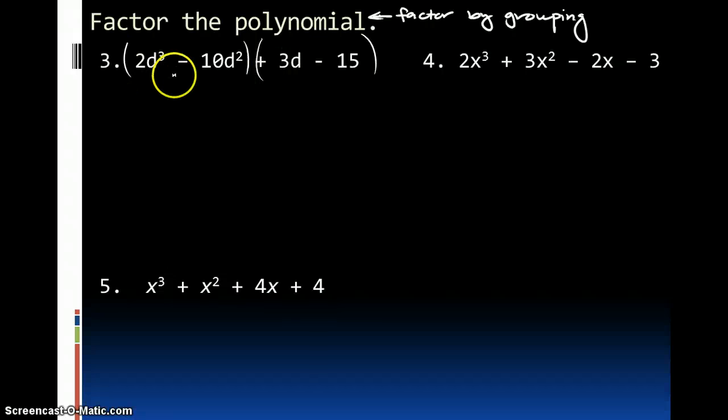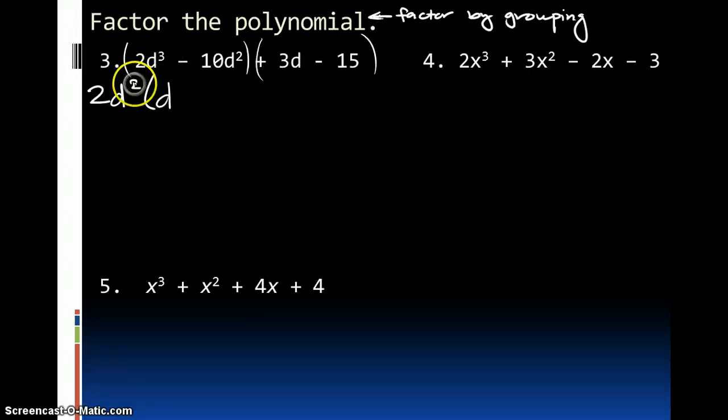Now that I've grouped, let's factor. What do 2d cubed and negative 10d squared have in common? I look at the 2 and the negative 10, and they both have a 2 in common. D cubed and d squared: how many d's can I take out of both of them? Go with your lowest exponent, so d squared. Left over for this term is going to be d, because the 2 is gone.